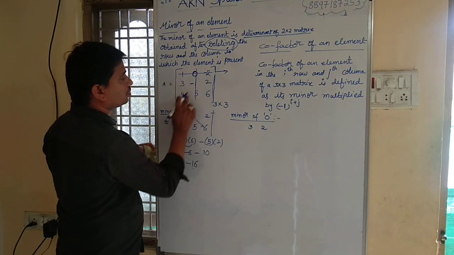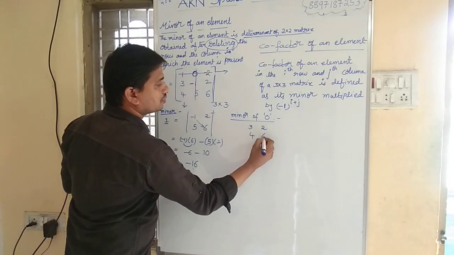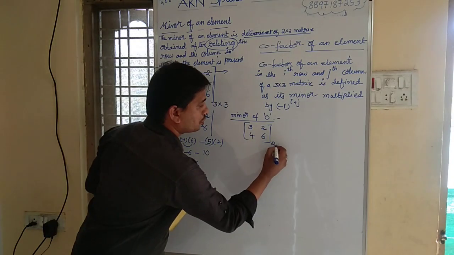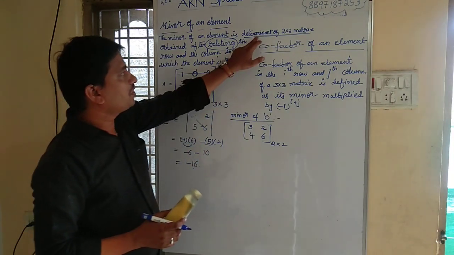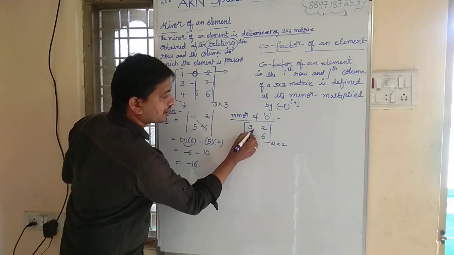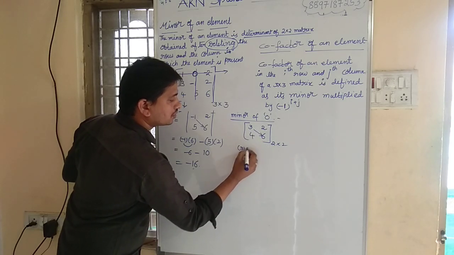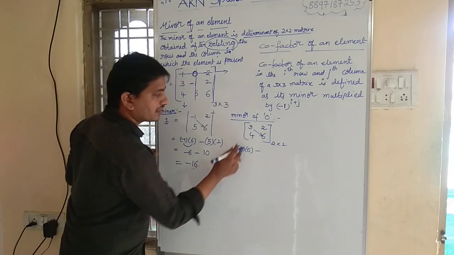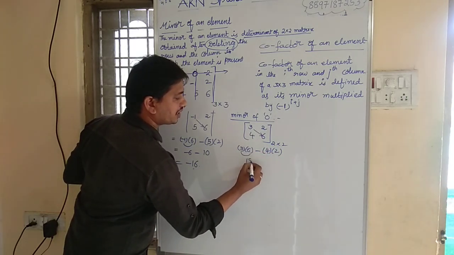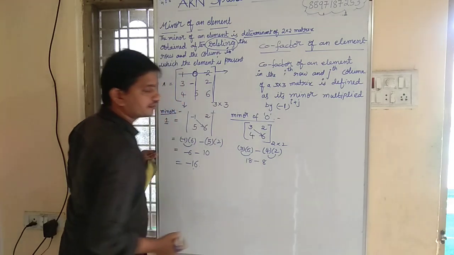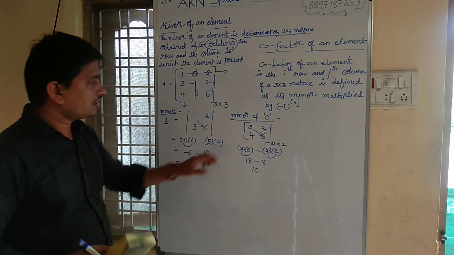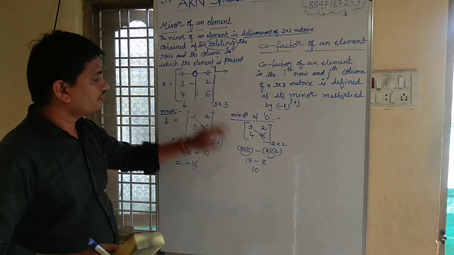They are 3, 2, 4, 6, which is a 2 by 2 matrix. We need to find its determinant. That is a1 b2, 3 into 6, minus a2 b1, 4 into 2. 3 sixes are 18 minus 4 twos are 8. So 18 minus 8 is equal to 10. So children, the minor of element 0 is equal to 10.